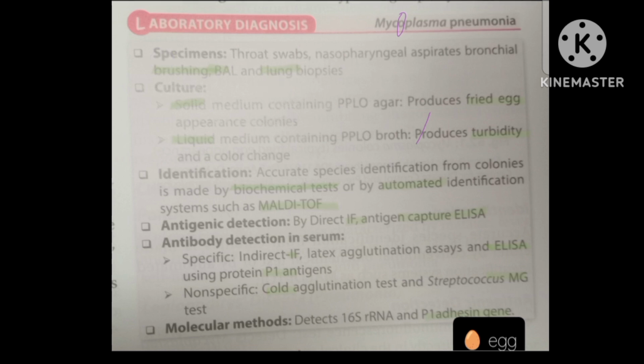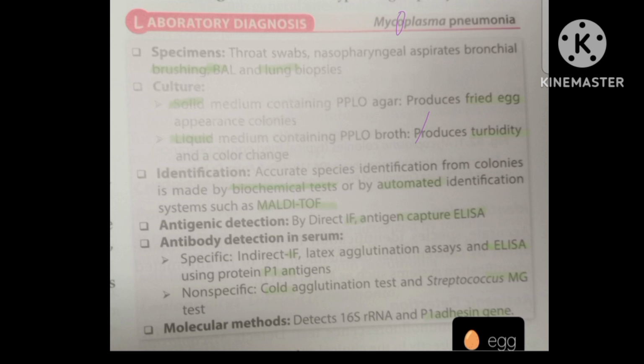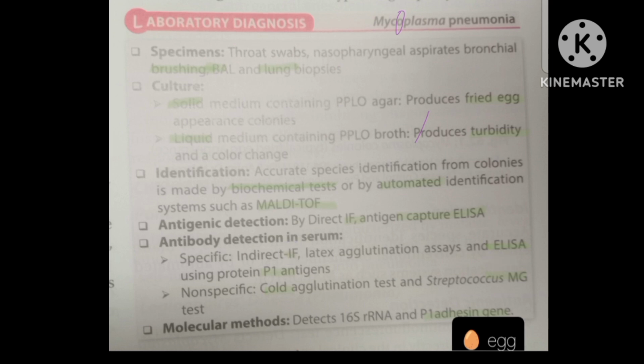Culture, there are two things, solid medium and liquid medium. Solid medium gives a fried egg appearance. The liquid medium produces turbidity. In identification, two basic types in every bacterial, biochemical and automated, which will be done by MALDI-TOF. In antigen, if you want to do antigen detection, do it by ELISA. Antibody, you have two, specific and non-specific. If you want to do specific, then you can use ELISA.